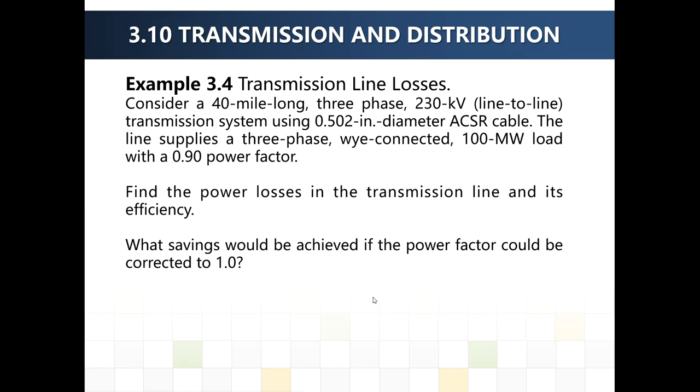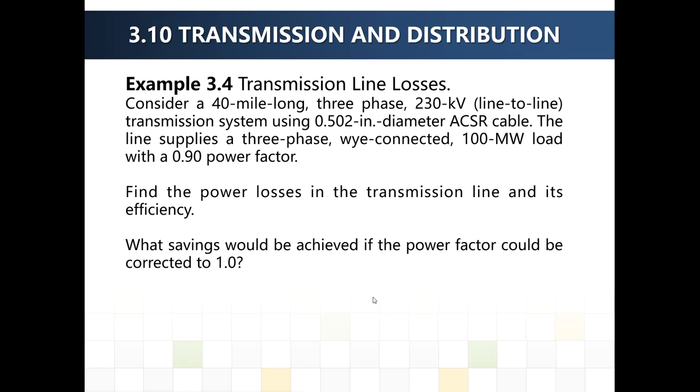Now let's find the power losses in the transmission line and calculate the efficiency. What saving would be achieved if the power factor could also be corrected to 1.0? So there are two questions asked in this example. The first is to find the power losses in the transmission line.